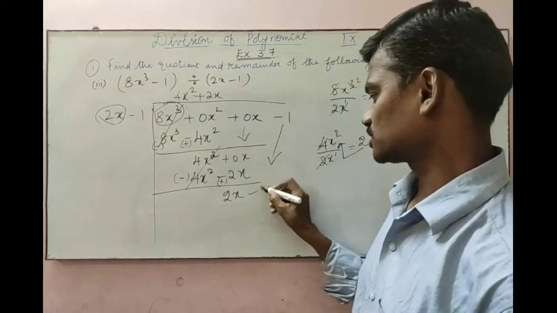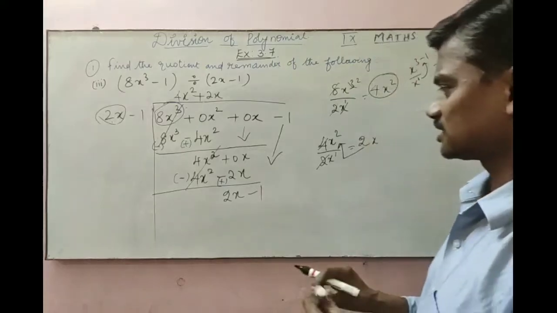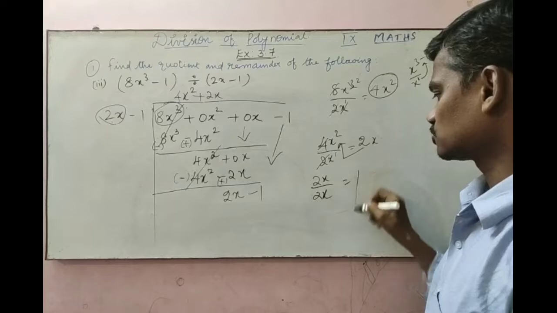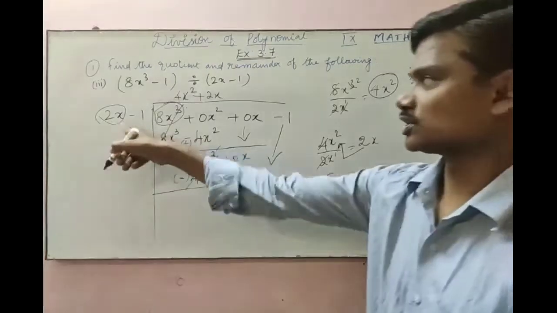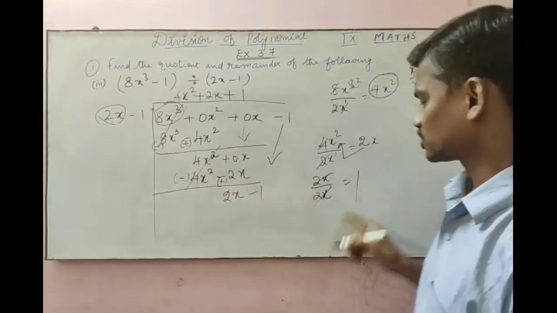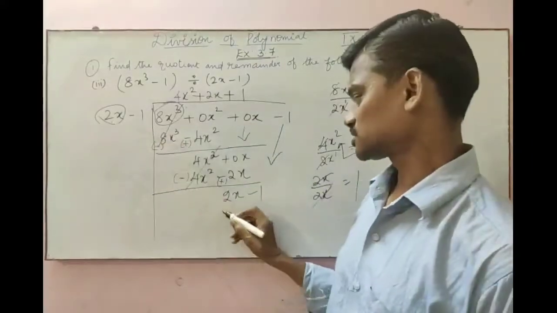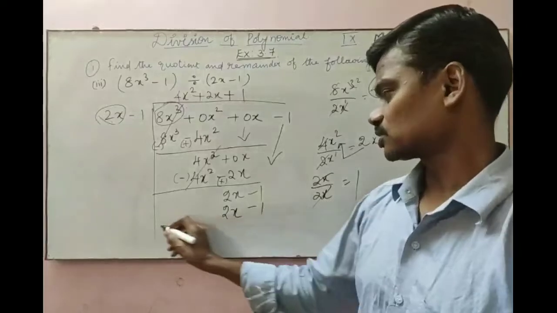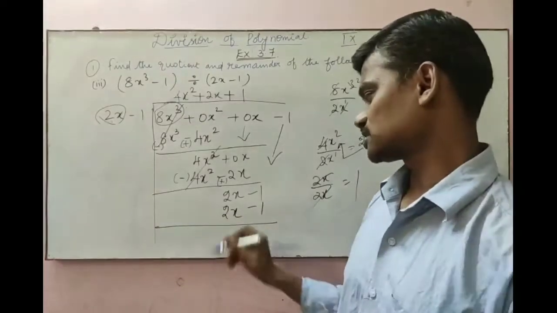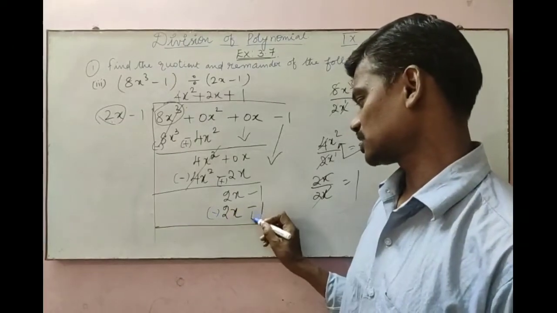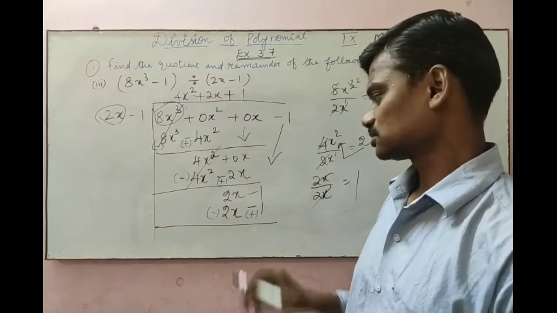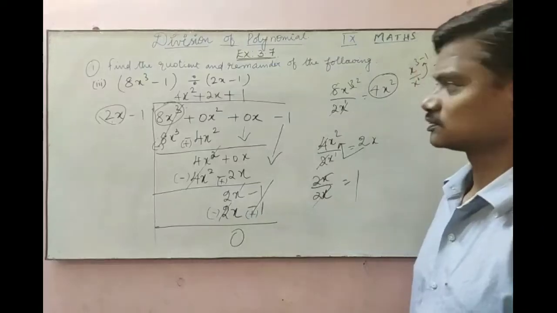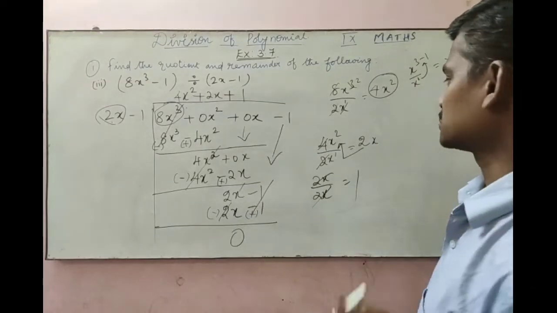Next I am going to bring this next term. So take the first term again. 2x divided by 2x gives 1. Write it in the quotient. So 1 into 2x is 2x, 1 into minus 1 is minus 1. Again I am going to change the sign. This minus becomes plus. These two terms get cancelled. The remainder is 0. So you get the remainder as 0 here.